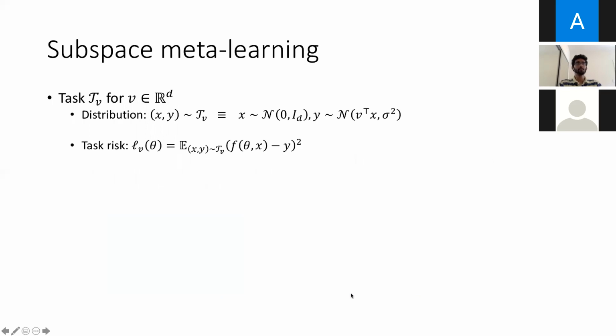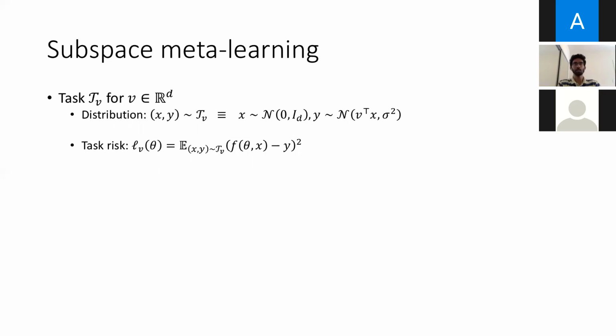And now I describe a task. Each task is parameterized by a vector V in R^d. The input distribution for this task is just standard Gaussian, so it's zero mean and covariance identity. The label is going to be the linear function W transpose X, but with some Gaussian noise with variance sigma square added to it.